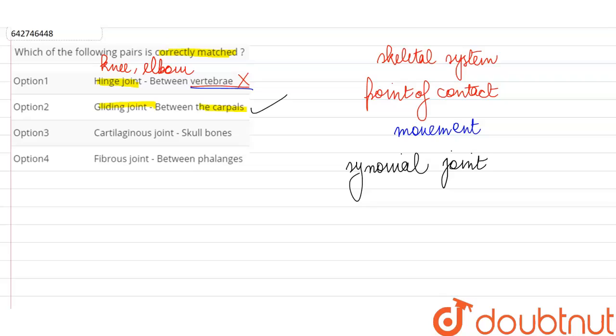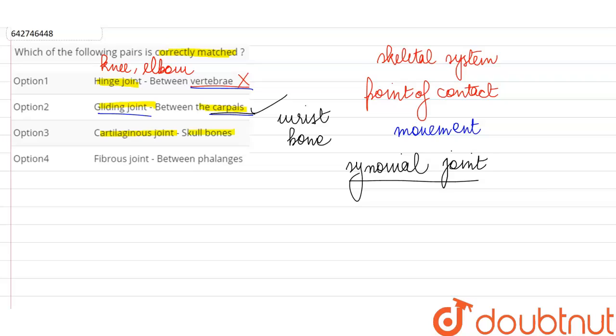Gliding joint is again a kind of synovial joint, and it is found between the carpals, which means the bones of the wrist. So the unique kind of movement, the rotation that we can carry out with our wrist is possible because of such a gliding joint between the wrist bones. Next they're saying cartilaginous joint, skull bones.